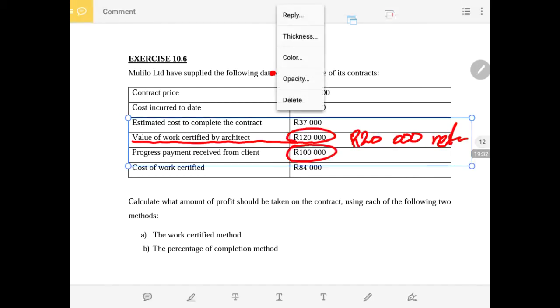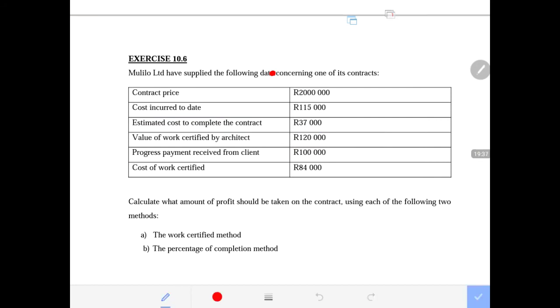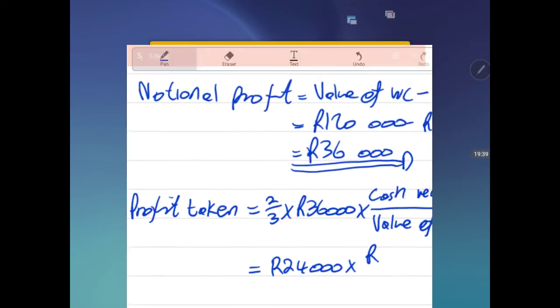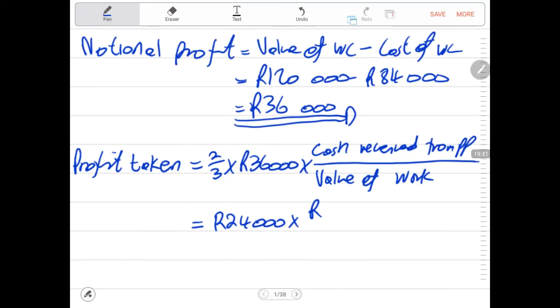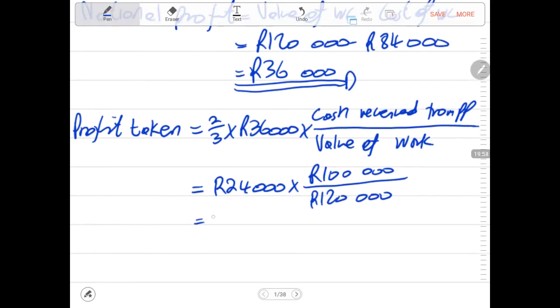Now, the difference is the retention amount. Then we are saying the cash received is 100,000 rands. We divide by the value of the work that is certified, which is 120,000 rands. Then we go straight to the final answer.